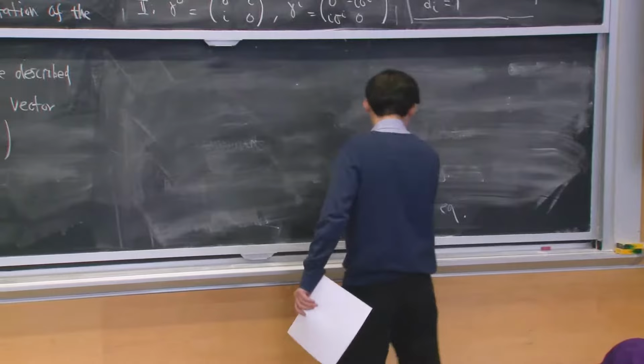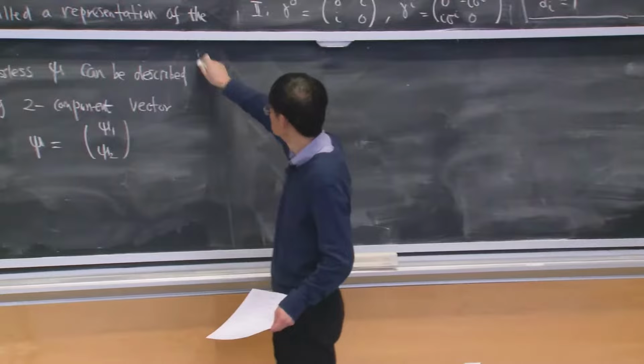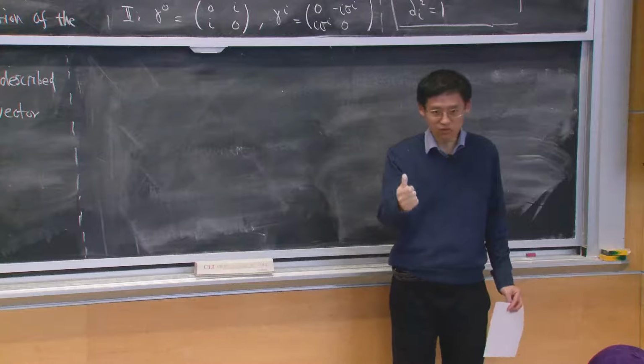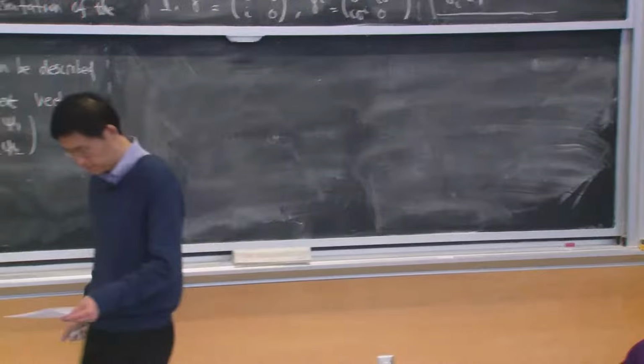Good. We will elaborate on this later. This actually tells you that the massive particle has more degrees of freedom than the massless particle. Good.